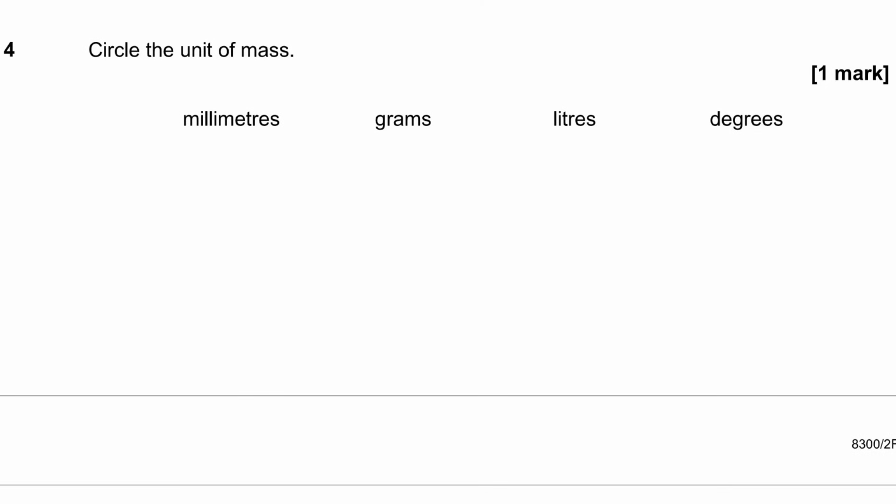Circle the unit of mass. Millimeters, that's a length. Grams, that is a mass, isn't it? Liters is a volume. And degrees is an angle, so it's going to be grams.